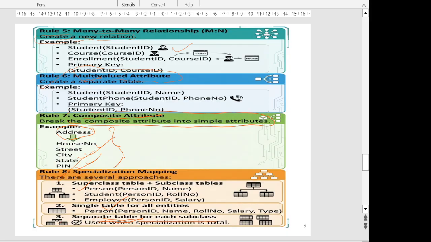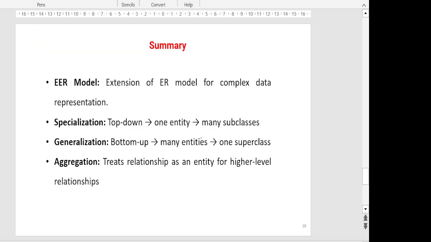That means if the specialization concept is there, you may create a single table, or you may create a sub table for each subclass. This is one strategy, and one more, you can create super plus sub. Either of the ways you can follow. These are the three ways, all are acceptable. In this way you can create tables from ER diagrams, right.